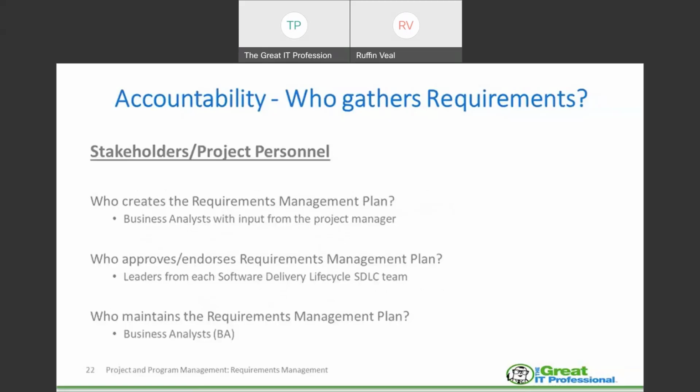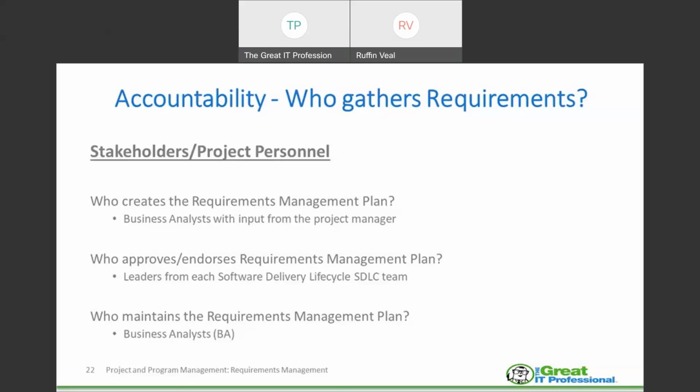Again, with our stakeholders and our project personnel, one of the main documents that we want to gather when we're talking about requirements management is a requirements management plan. We want to have a plan as to how we're going to do this. As you can see on my bullet points there, the management plan is created by the business analyst with input from the project manager.